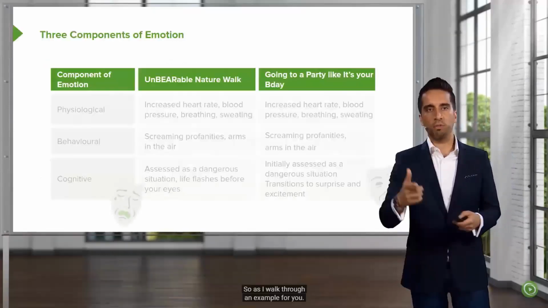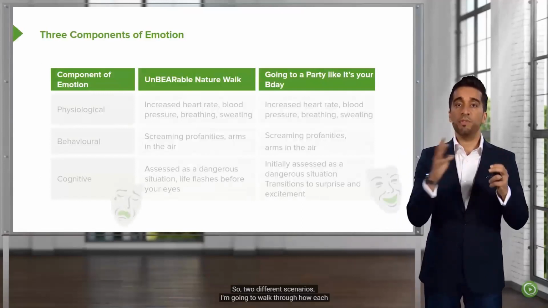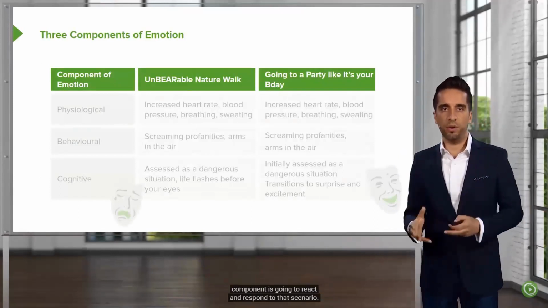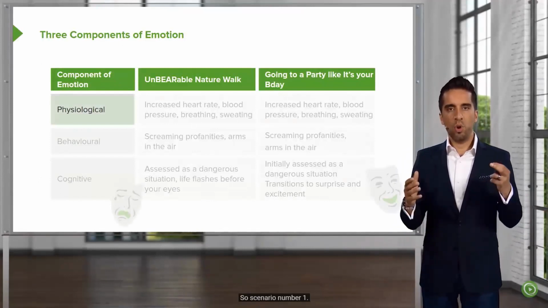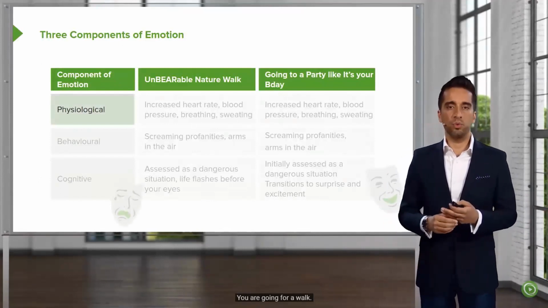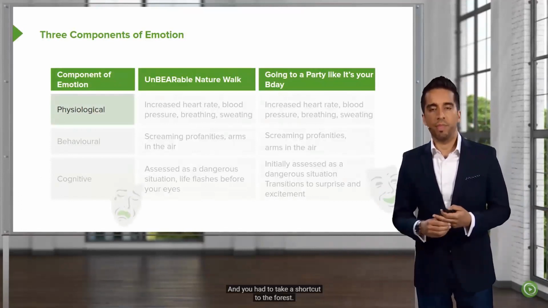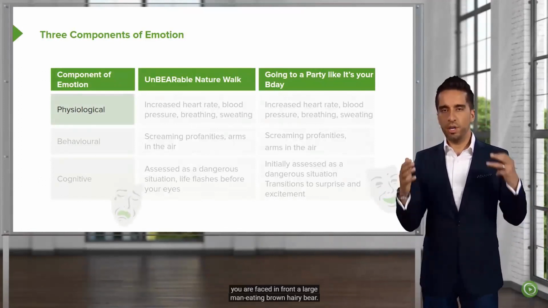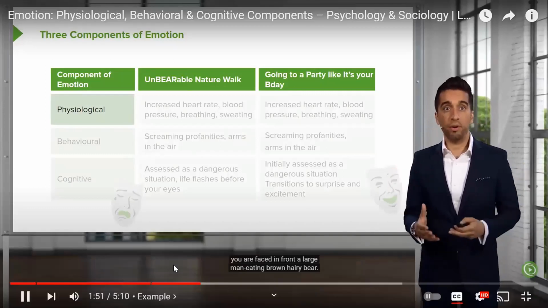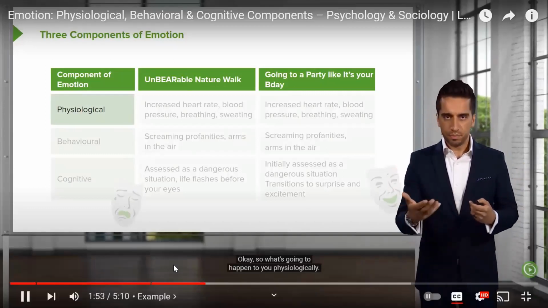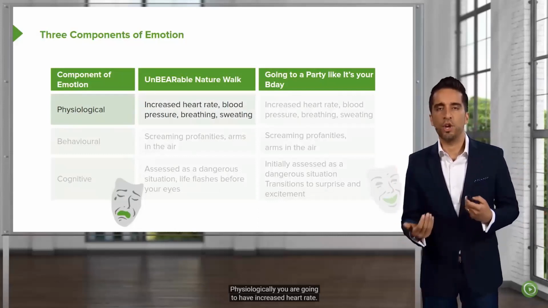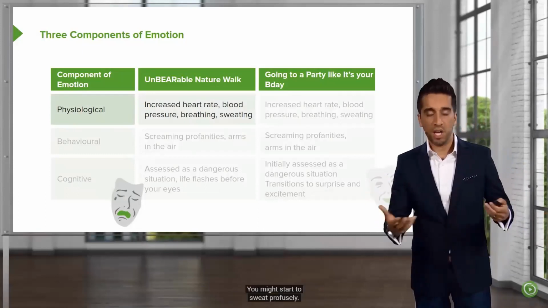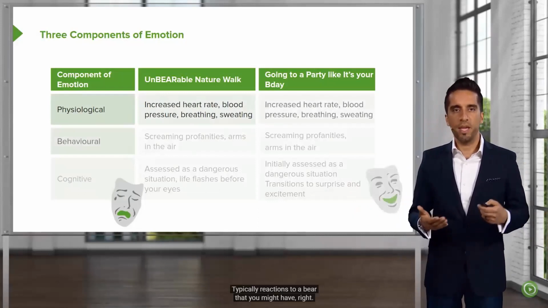So let's walk through an example for you. So two different scenarios, and we're going to walk through how each component is going to react and respond to that scenario. So scenario number one, you are going for a walk and you decide to take a shortcut through the forest. Now, as you're walking through the forest, you are faced in front of a large, man-eating, brown, hairy bear. Okay, so what's going to happen to you physiologically? Physiologically, you're going to have an increased heart rate. You're going to see an increase in blood pressure. Your breathing might increase. You might start to sweat profusely. Typical reactions to a bear that you might have, right?